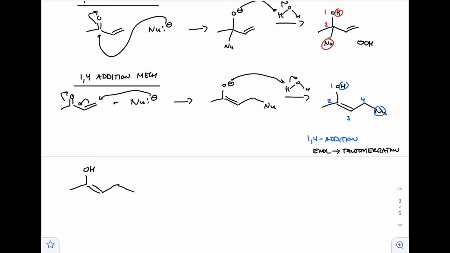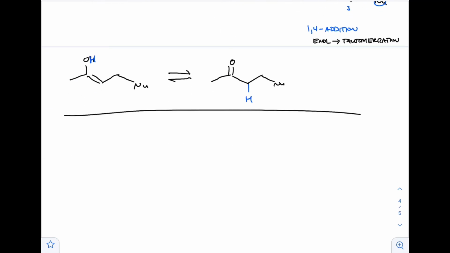So the enol can undergo tautomerization, which is basically an equilibrium, and it's shuffling the proton around. So we can move that proton off that oxygen and place it at the 3 position. And that's why our product doesn't look like it's a 1,4 addition, but it looks like it's a 3,4 addition. But the 1,4 addition name you need to know, because it does form the enol, and then it undergoes tautomerization to form that final product, the ketone product in this case, okay?